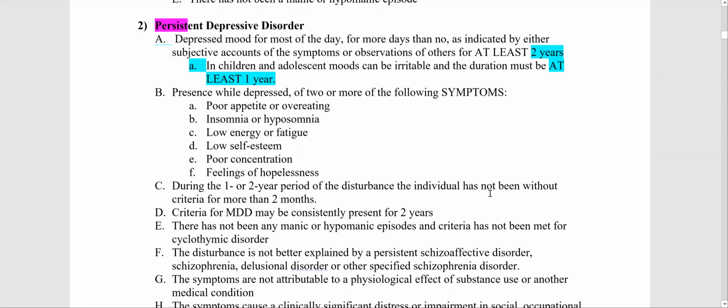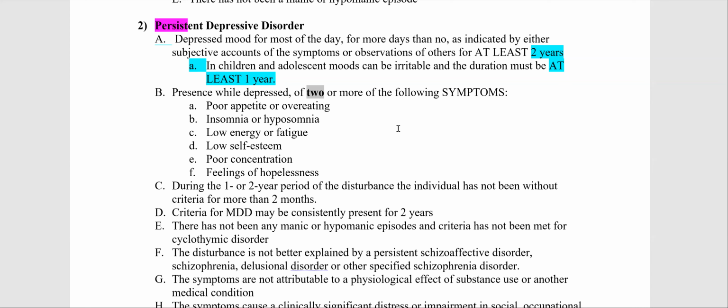And the symptoms mirror what major depressive is, but it hones in to less specific. So presence while depressed of 2 or more of the following symptoms. So there's 2, which in major depressive disorder, it was 5 or more. And the symptoms are poor appetite or overeating, insomnia, meaning they're not sleeping, or hypersomnia, meaning they're sleeping more than they would have liked to, low energy or fatigue, low self-esteem, poor concentration, or feelings of hopelessness. And they only need to have 2 or more of the symptoms. And again, the length of time is 2 years or longer for adults, or 1 year or longer for children.